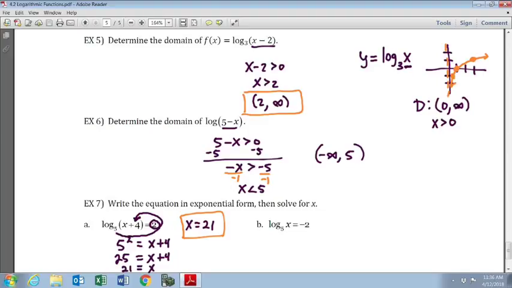Let's look at b. It's 5 to the -2 power equals x. Again, you can see why it's so important that you can switch back and forth between the two forms. And that's just going to be 1/25. So that's the end of this video.